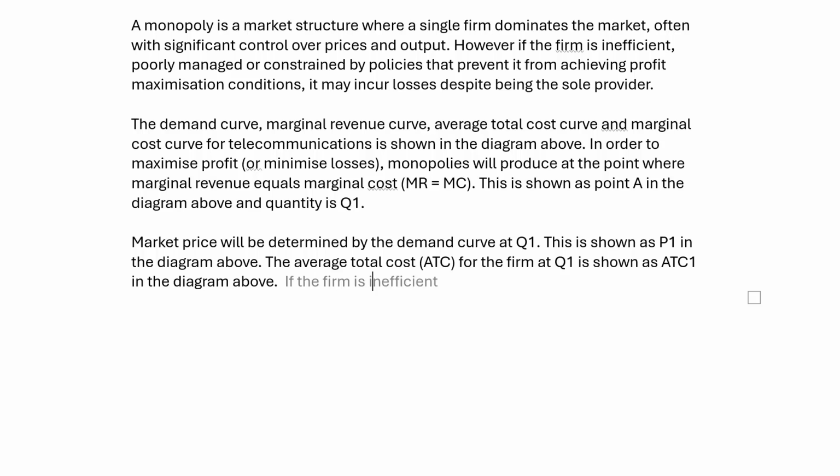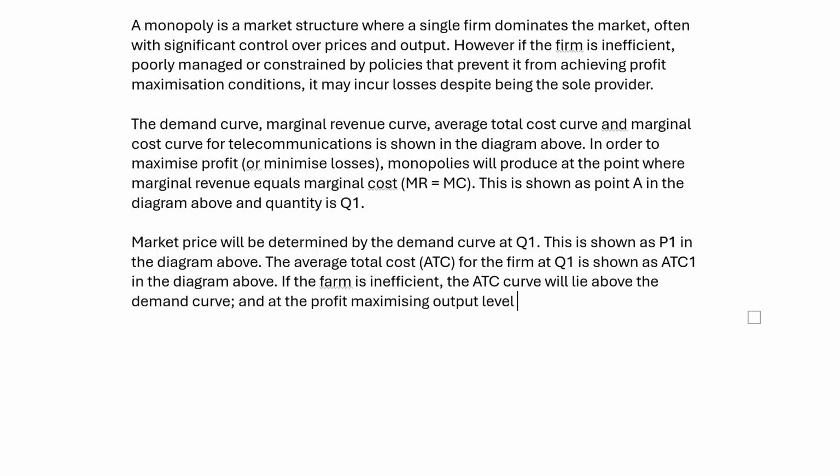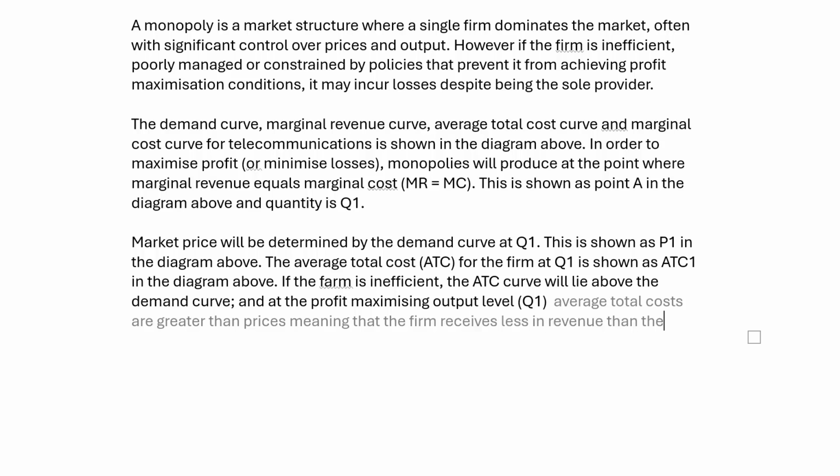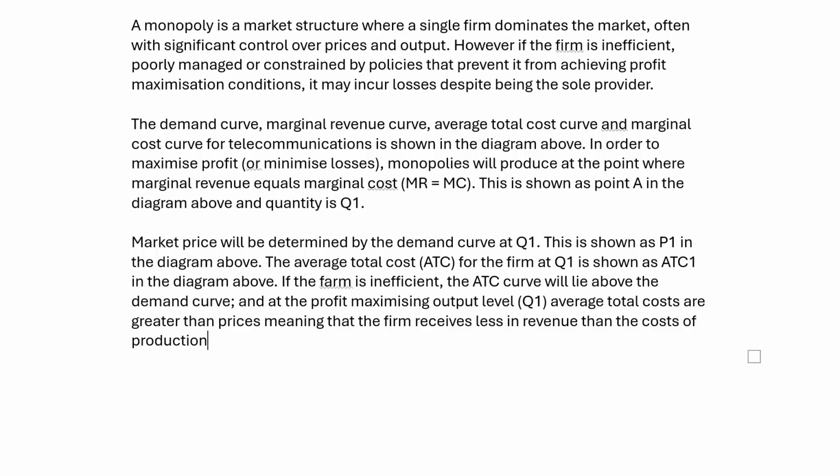If the firm is inefficient, the ATC curve will lie above the demand curve, and at the profit maximizing output level, average total costs are greater than prices, meaning that the firm receives less in revenue than the costs of production. Therefore, the firm will experience losses rather than generate profit.